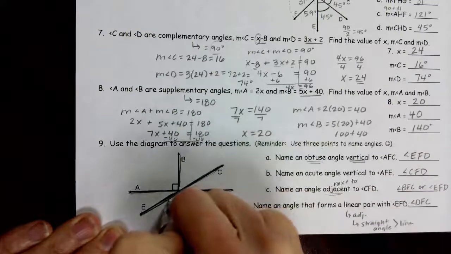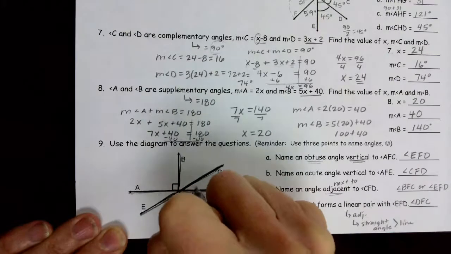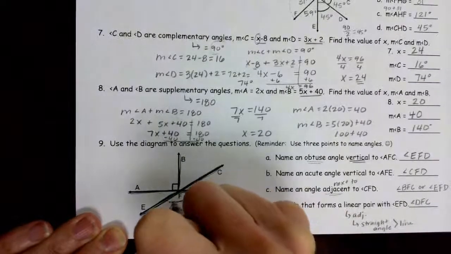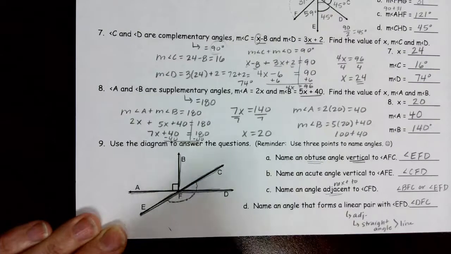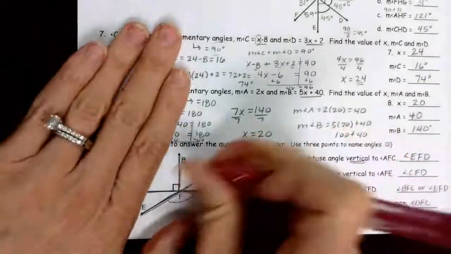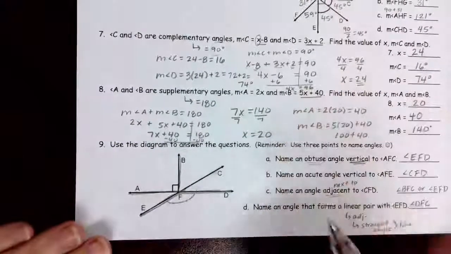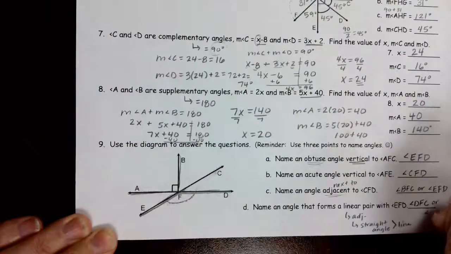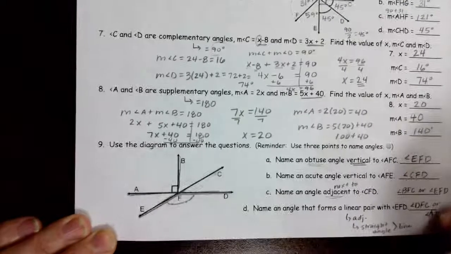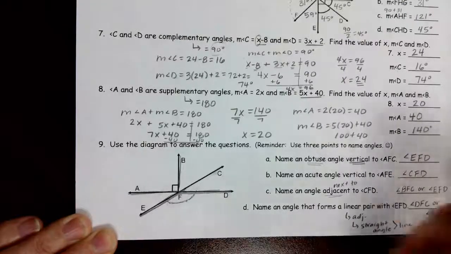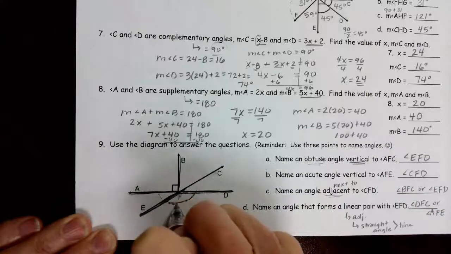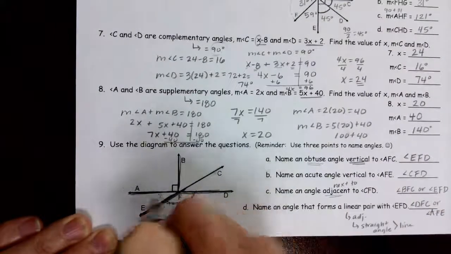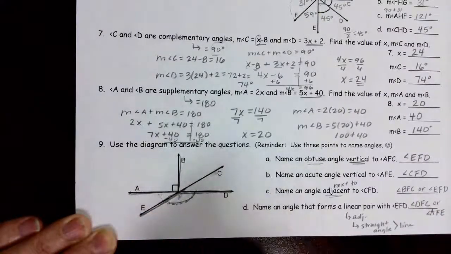And if I trace through here from one side of the line to the other, that's where I have that 180 degrees, and that's how I know it's a linear pair. The other option I could use would be the other adjacent angle, which is over here. So angle AFE is my other option. And if I trace that through, do you see where we have that 180, where we get this straight angle right here?